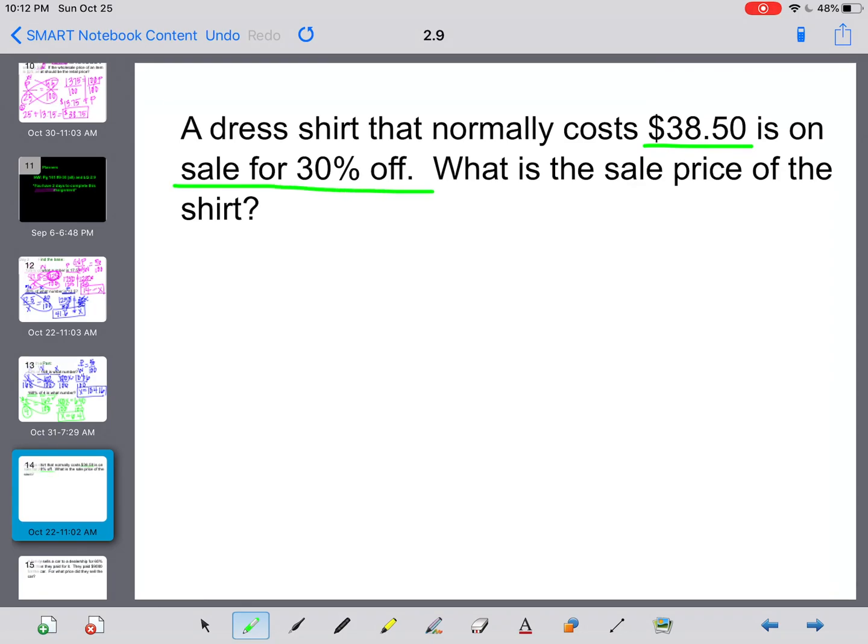Now let's apply it to real life. A dress shirt that normally costs $38.50 is on sale for 30% off. What is the sale price of the shirt? So here's another two-step. The first thing I need to do is figure out what 30% is. Second thing is I'm going to actually take that amount off to get my final amount.